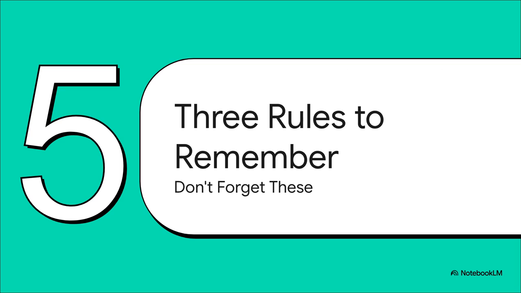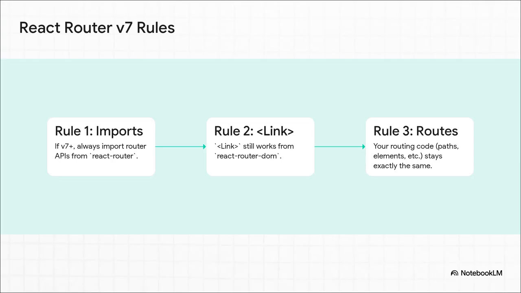Okay, so to make sure this never trips you up again, let's boil this all down into 3 simple, memorable rules for working with React Router version 7 and beyond. First, and this is the big one, if you're on v7 or higher, always import core router APIs like Create Browser Router directly from React Router. Second, know the one little exception. Web-specific stuff like the link component can still come from React Router DOM. And third, and most importantly, relax. All your actual routing code, the paths, the elements you defined, that all stays exactly the same.